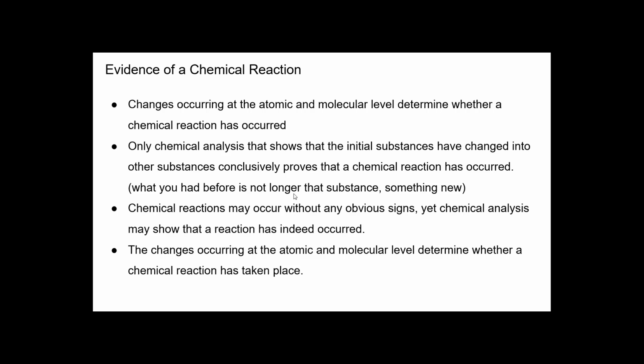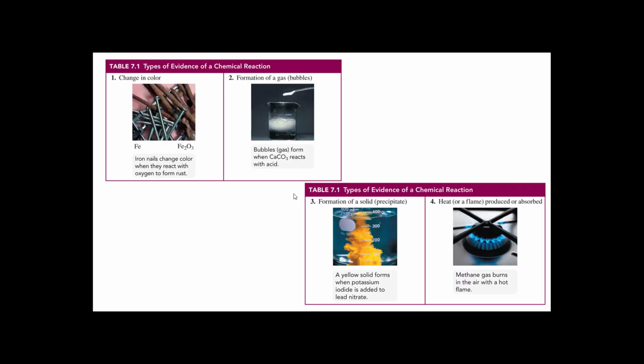Chemical reactions can occur without obvious signs, and that's where chemical analysis would have to come in. In this case, we're just looking at signs of a chemical reaction. Changes occur at the atomic molecular level, which determine whether a reaction has taken place. Yes. Okay, so again, let's go through them.